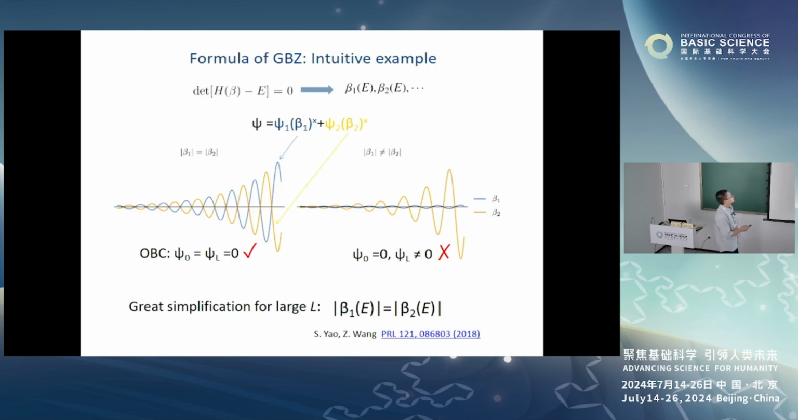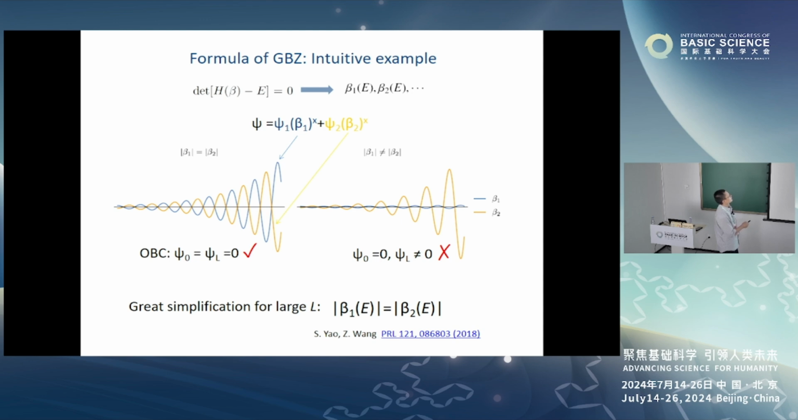So given this concept, just defining this concept is not enough. We have to know how to calculate this from some equation, right? So we need a formula for this GBZ. So how to obtain this formula? Here is a very simple example, and there's an intuitive argument which gives this formula in the simplest case.